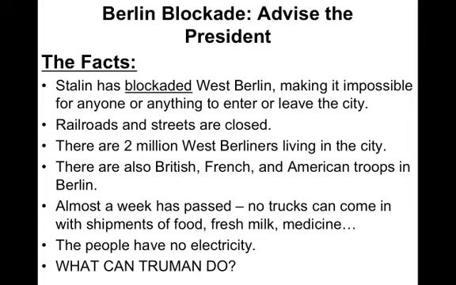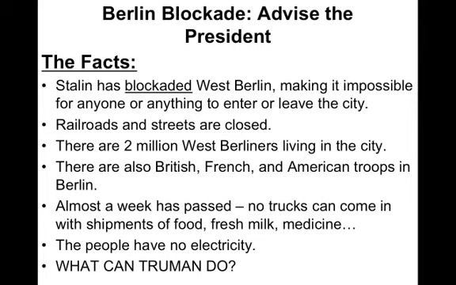Poor little Berlin. What are we gonna do? Berlin! Help! Stalin has blockaded West Berlin. It's impossible for anybody or anything to leave. Railroads, streets are closed. There are 2 million people living in the British, the American, or the French zones.